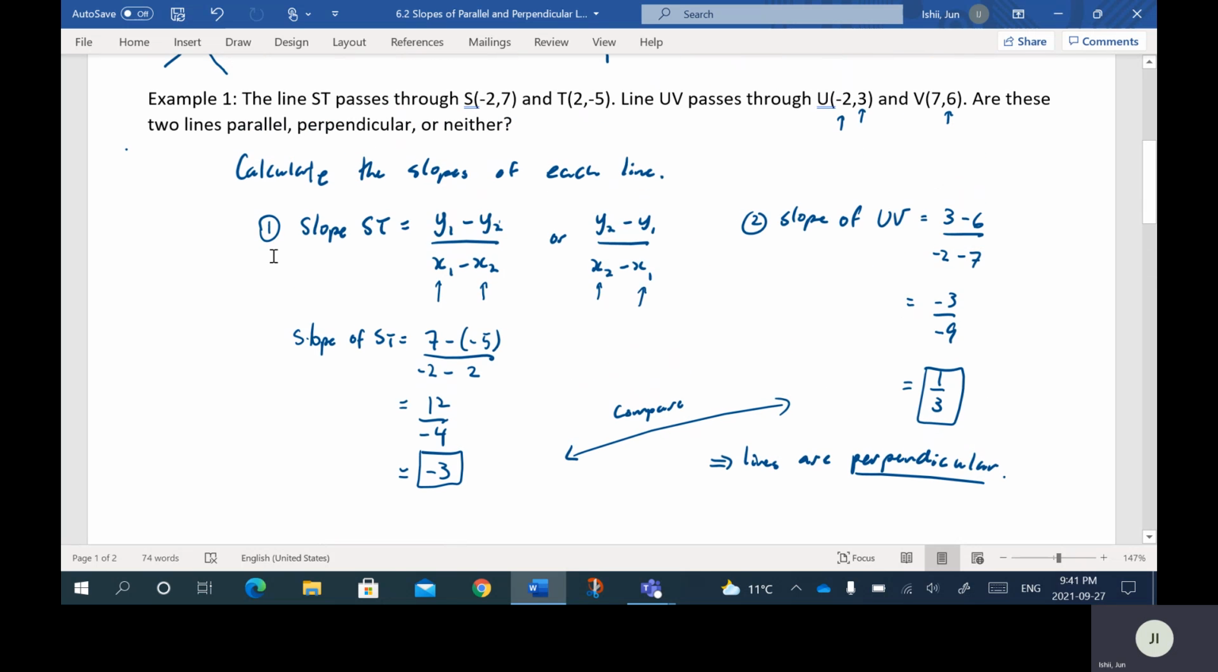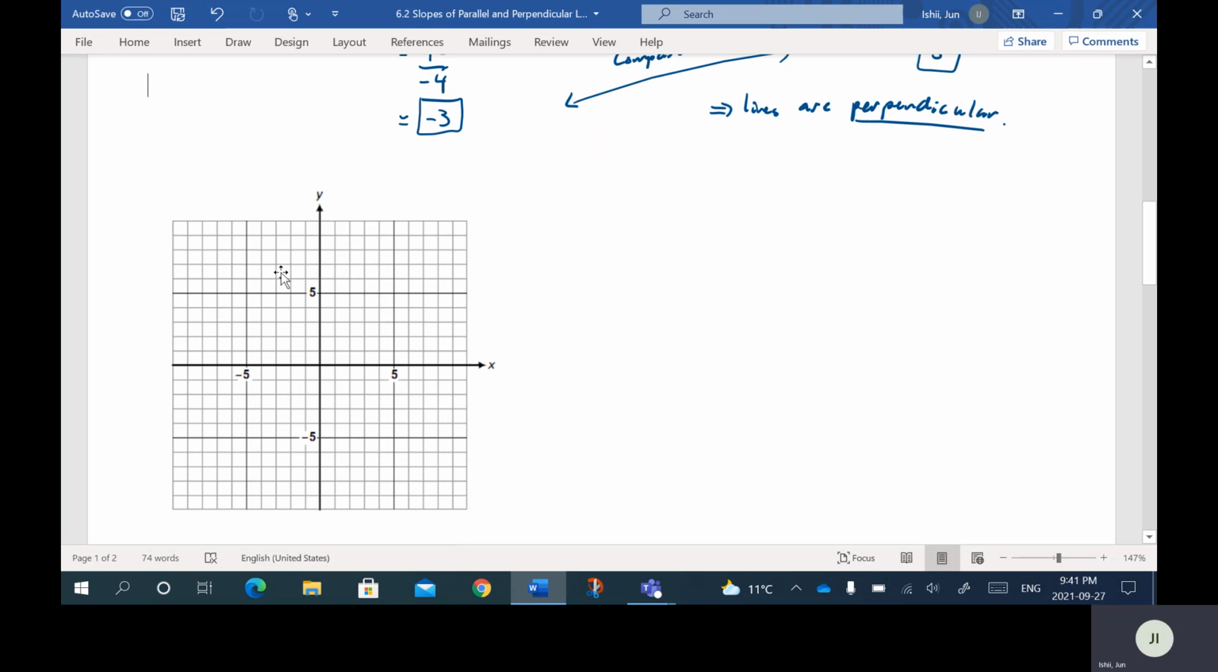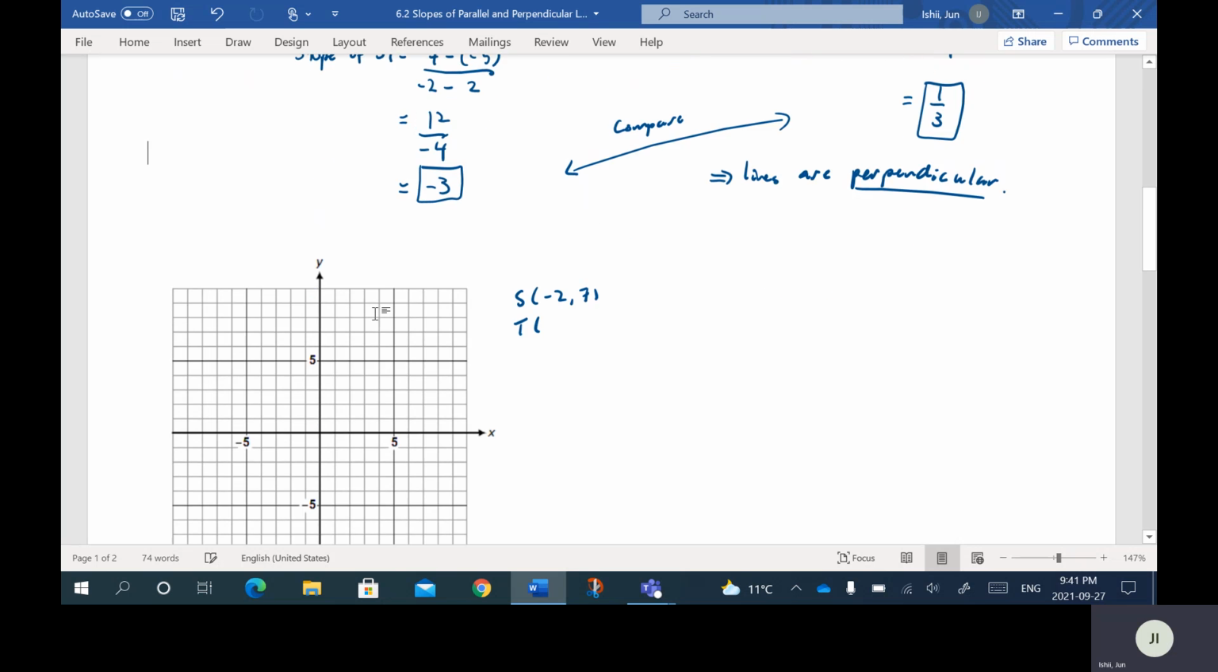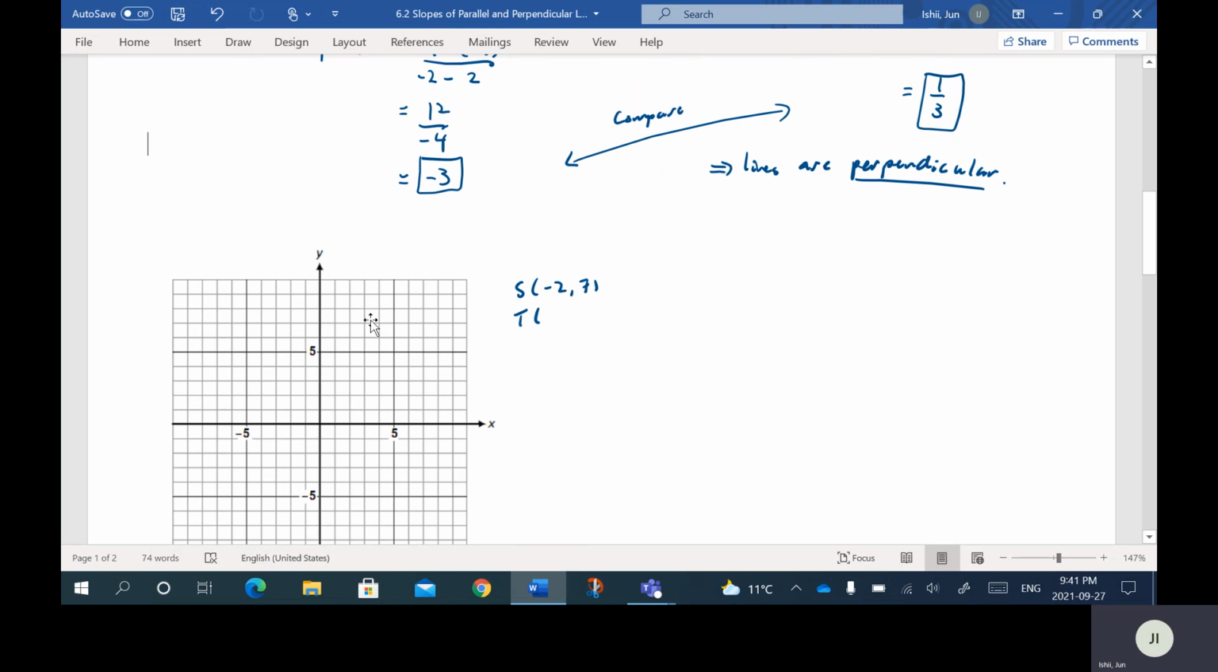So the point S is negative 2, 7. T was 2, negative 5. All right, so if I plot those 2 points, negative 2, 7, there, point S, and 2, negative 5, at this point T. We're trying to freehand this a bit.